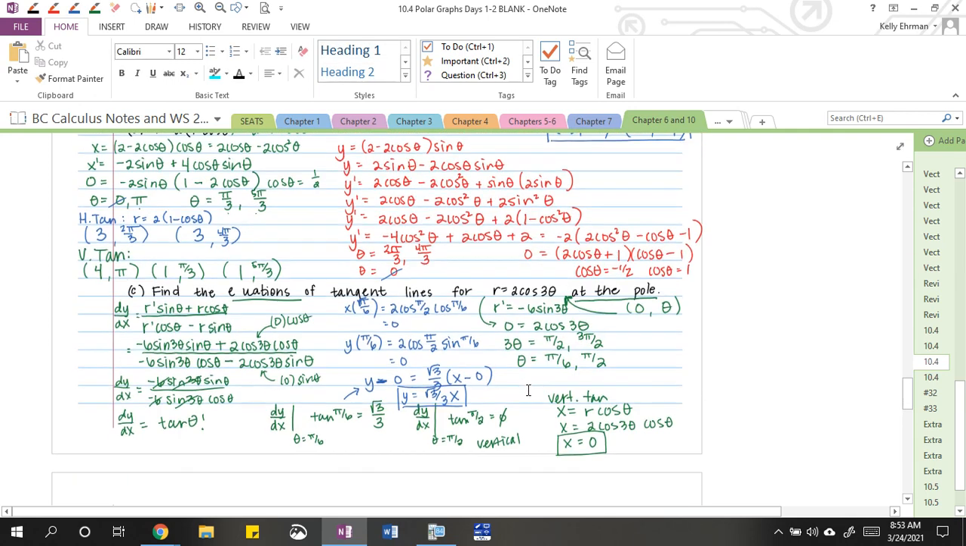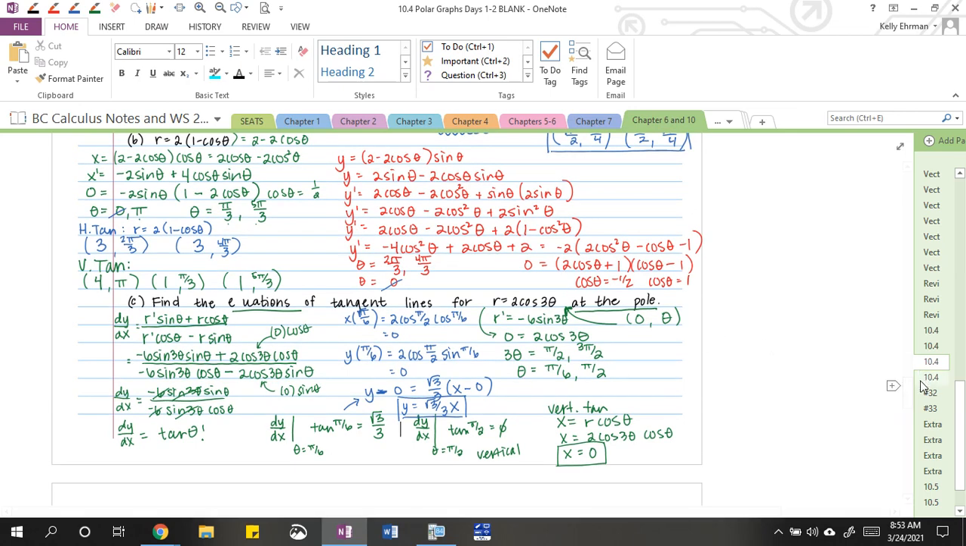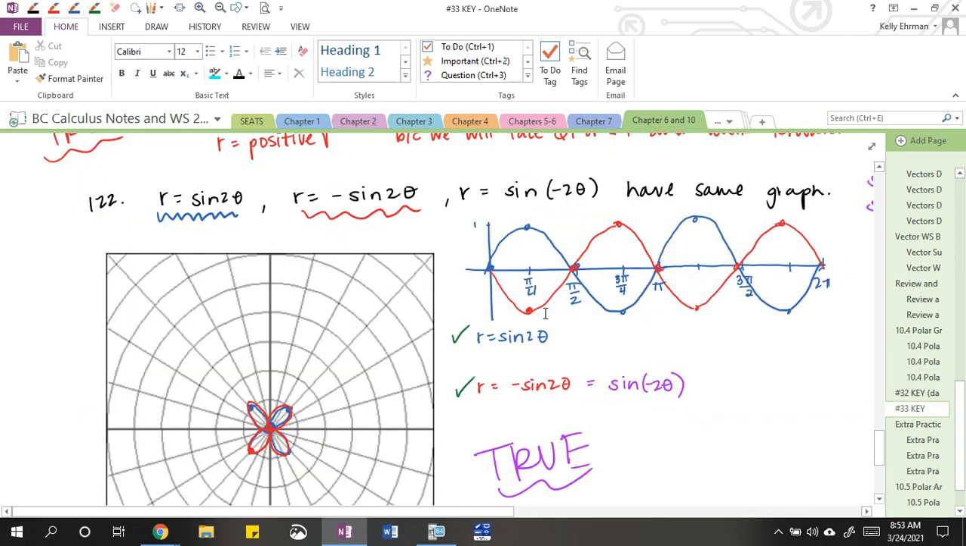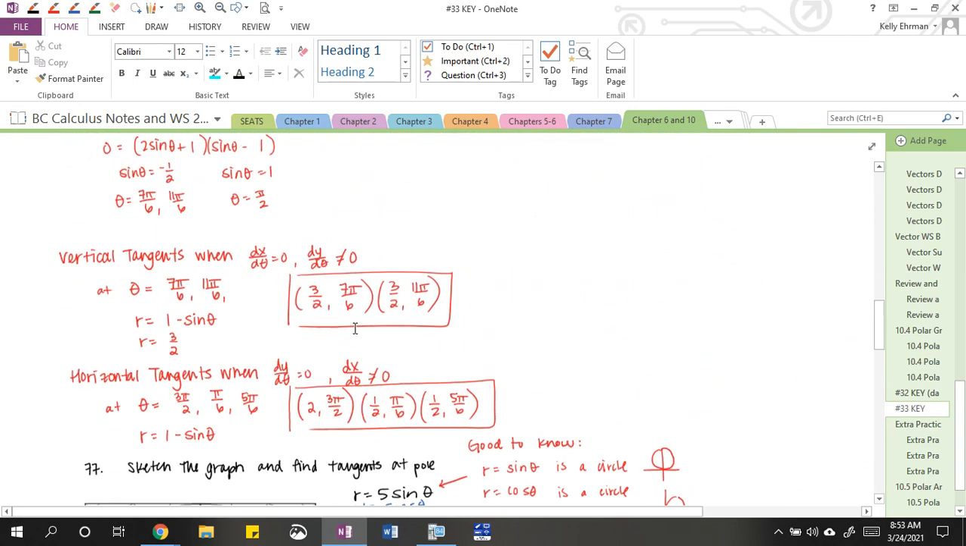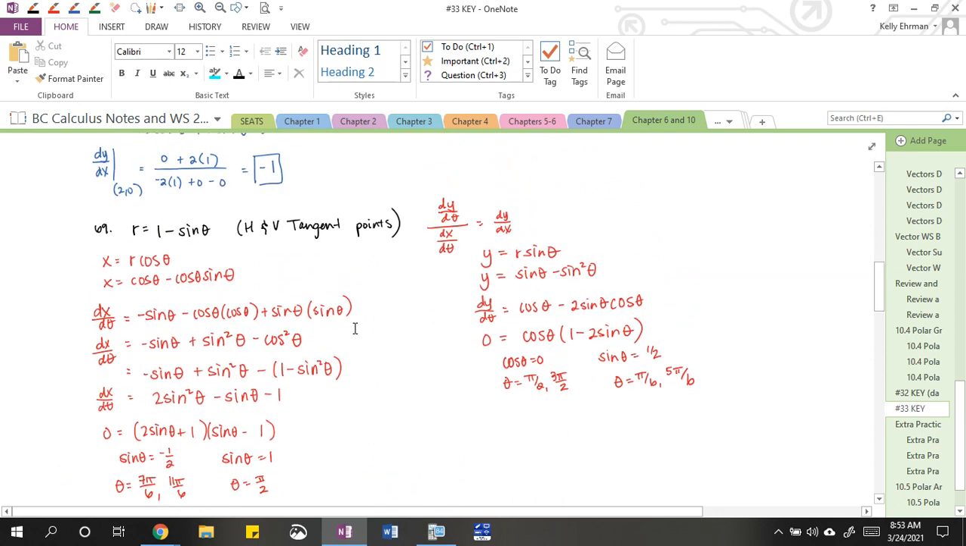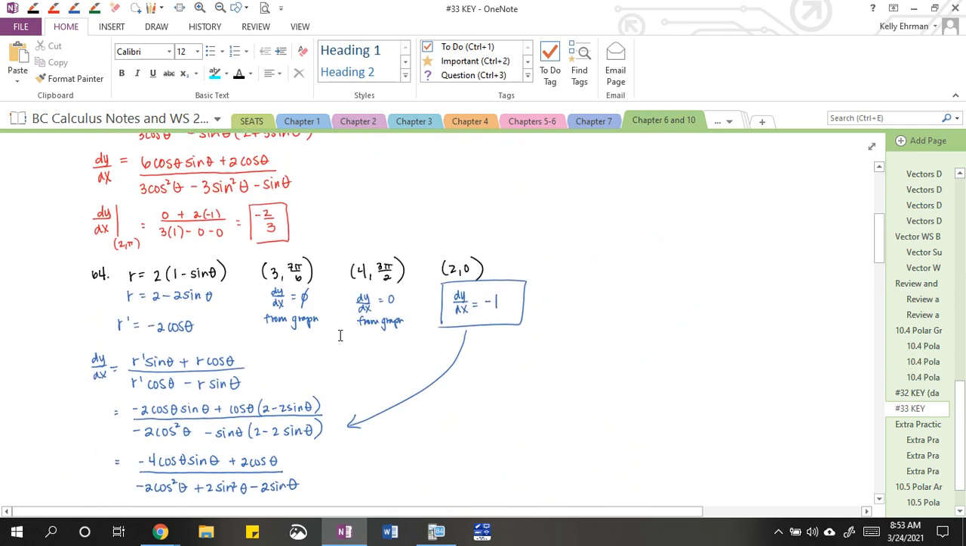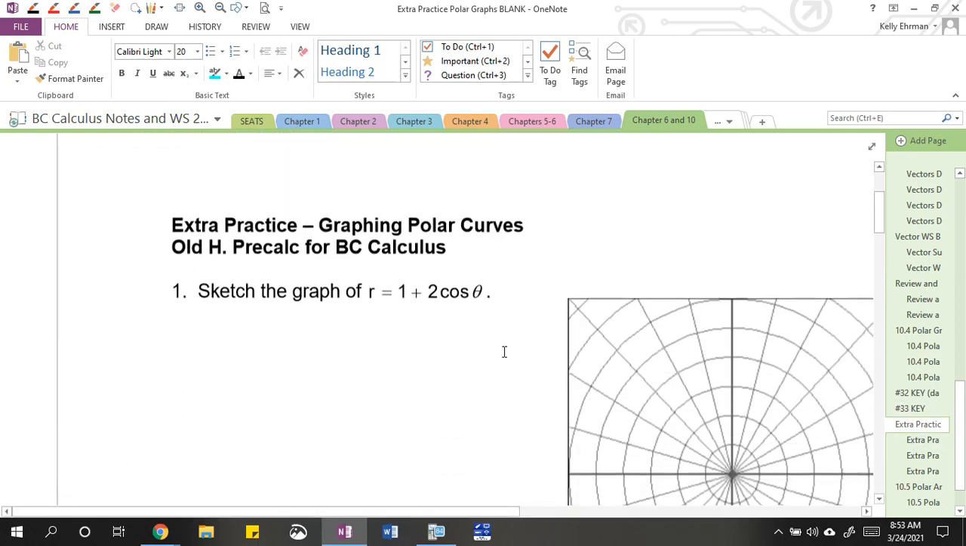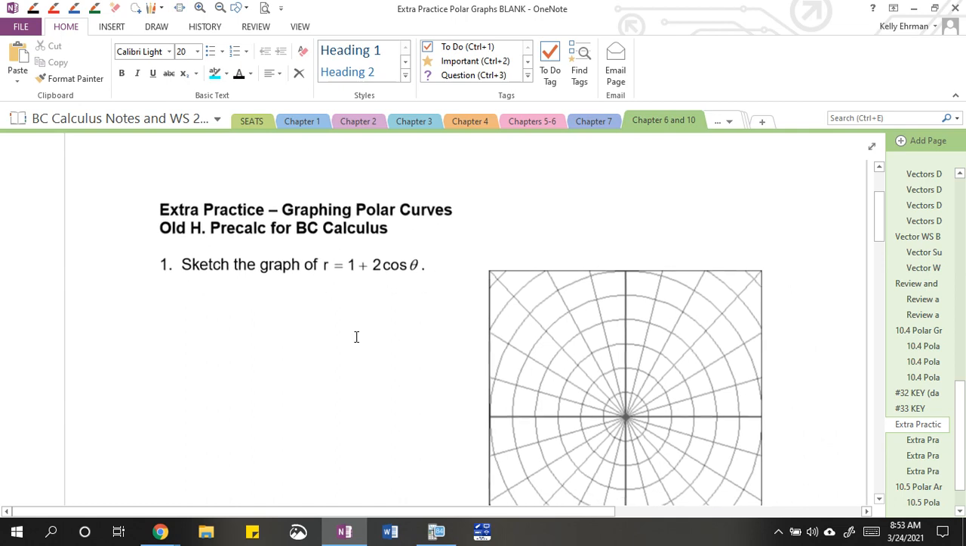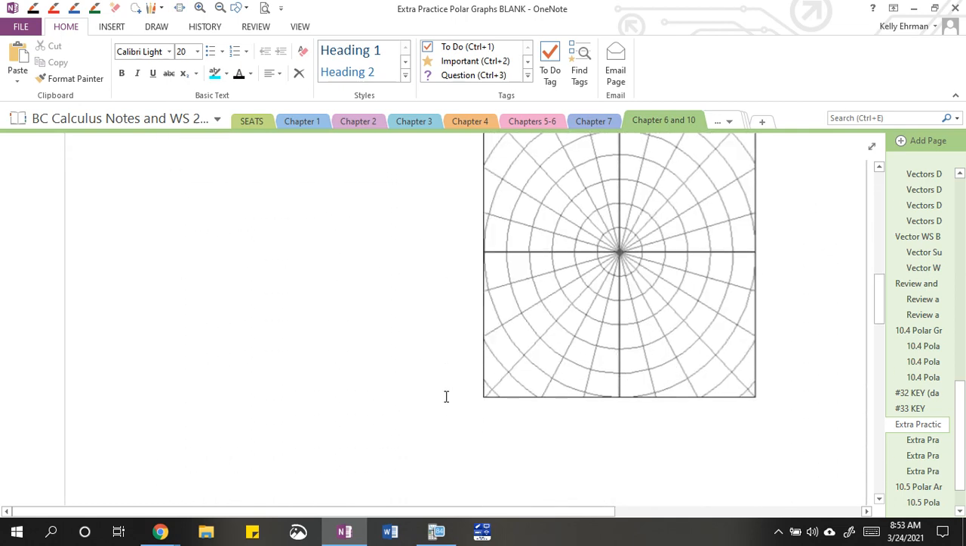Okay, this was a long one. Our homework for tonight is homework number 33, which takes you through a little bit of graphing, but also some of this tangent, horizontal and vertical tangent points. That's good to practice. And then there is a graphing worksheet where you can get extra practice graphing as well. So just 4 quick problems.